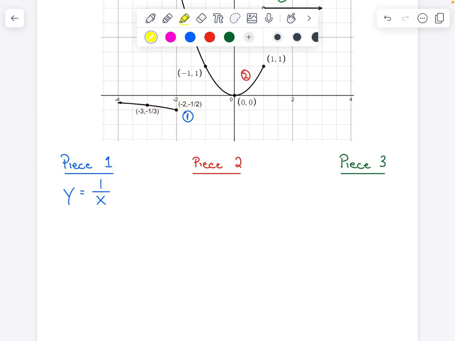To find the domain, notice how the function travels to the left forever, and there's an upper bound at negative 2. Now negative 2 is part of the domain because there's a closed circle at negative 2, negative half. So the domain for this function is going to be x is less than or equal to negative 2.